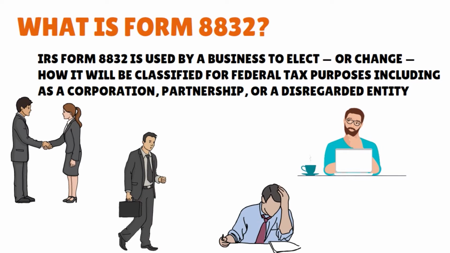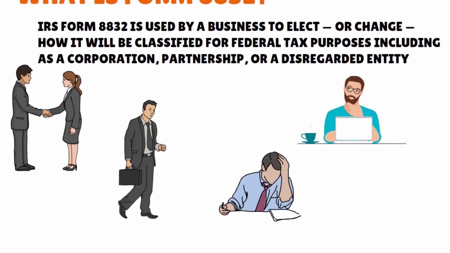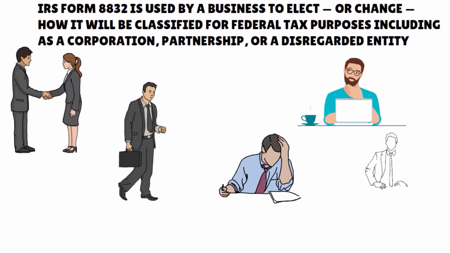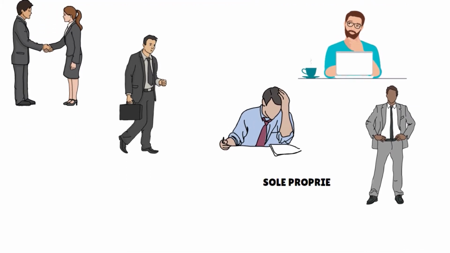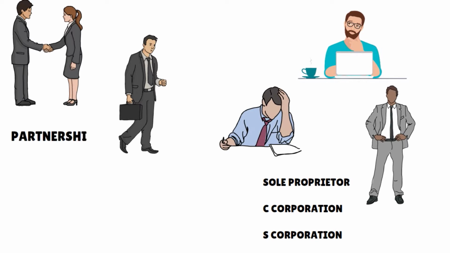And remember that LLCs are created under state laws and are not recognized as a type of entity for federal income taxes. Consequently, LLC owners must elect their entity type for federal income taxes. An LLC with one owner, known as a single member LLC, can choose between being taxed as a sole proprietor, C corporation, or S corporation. An LLC with more than one owner, known as a multi-member LLC, can choose between being taxed as a partnership, C corporation, or S corporation.